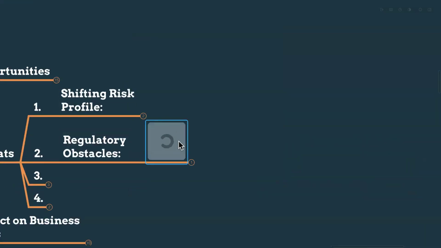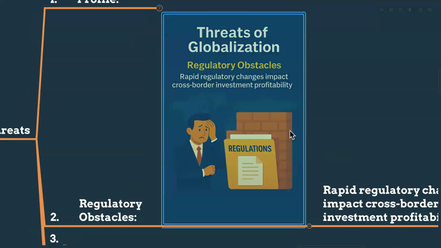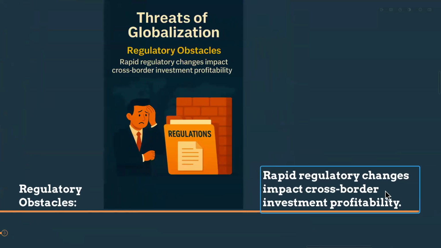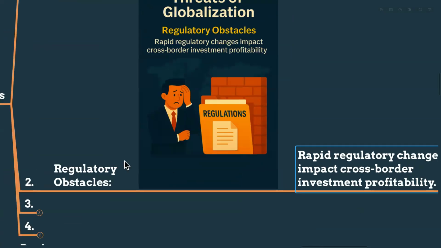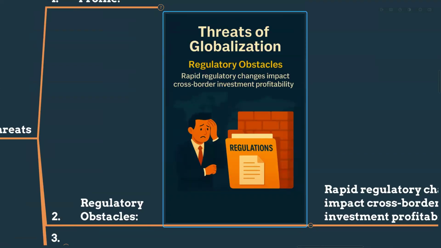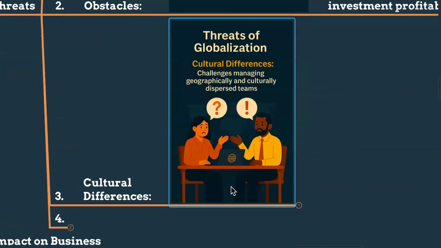And regulatory obstacles. My dear, different countries have different rules. It's very hard to keep up with changes. Rapid regulatory changes impact the cross-border investment profitability. Compliance cost is greatly increased, because Sri Lanka has different rules, America has different rules. We have to comply. There are so many rules, regulations, taxes, payment systems, and cultural differences.